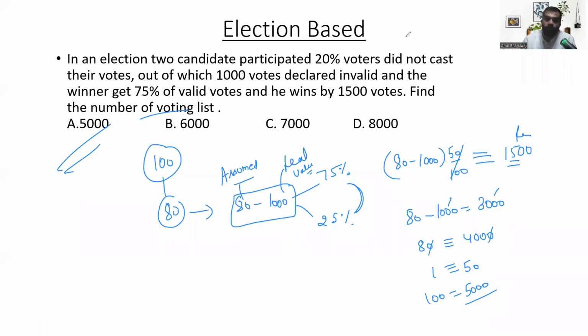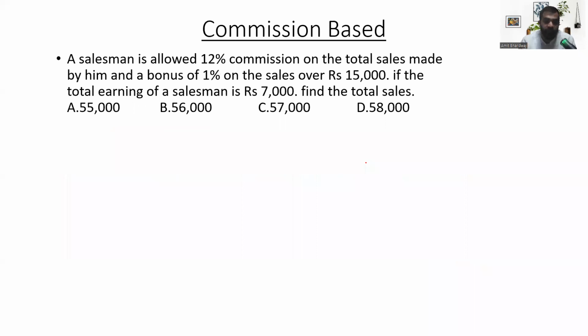So now we will move toward the next phase of the class, commission based. Now we will do some beautiful questions, don't worry. How to approach such type of question? Listen carefully. A salesman is allowed 12% commission on the total sales. We don't know the total sales, but there is a commission of 12%. Correct?